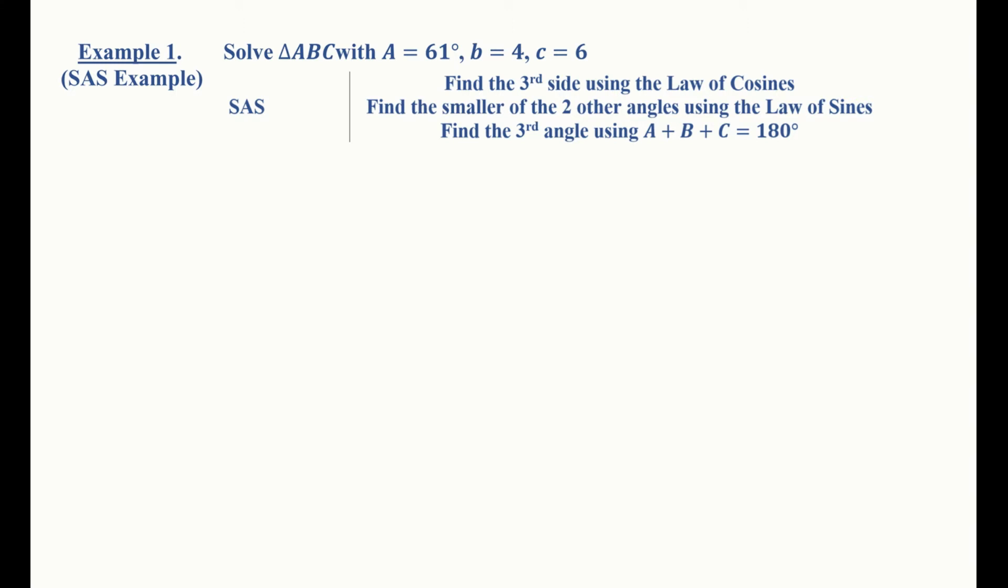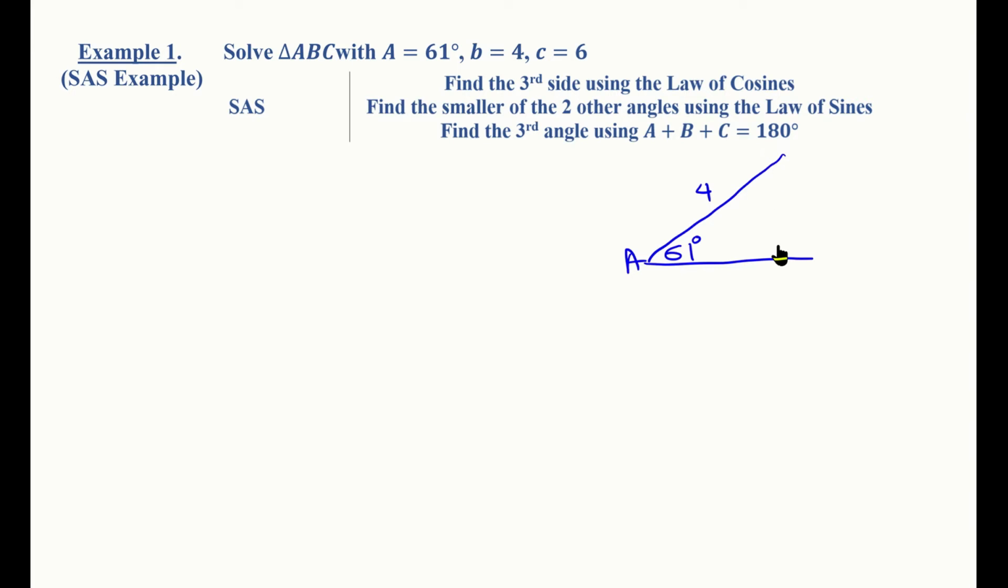So we have angle A is 61 degrees, and side b is 4 and c is 6. I could choose this to be either one of those, so we can just let it be 4.